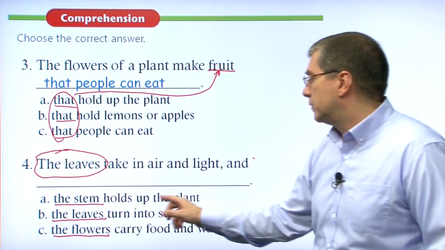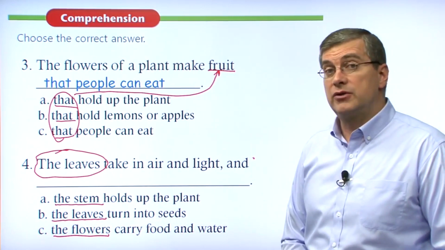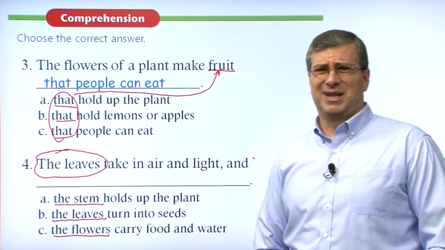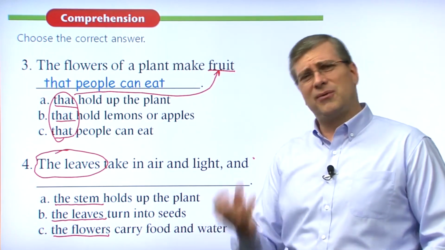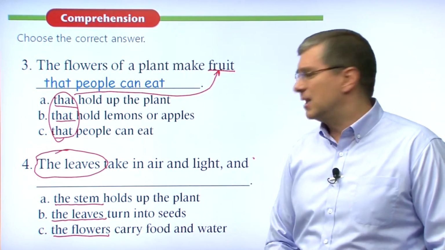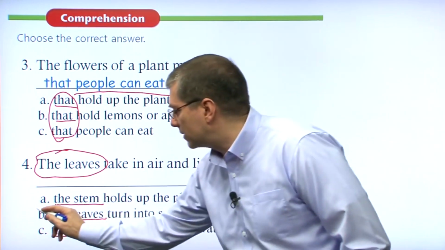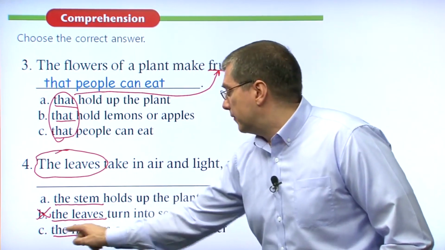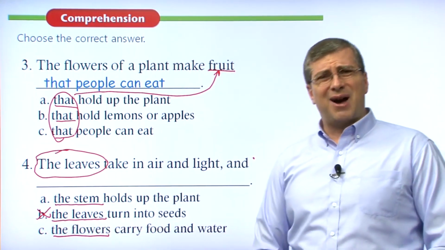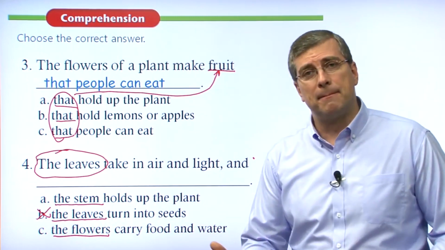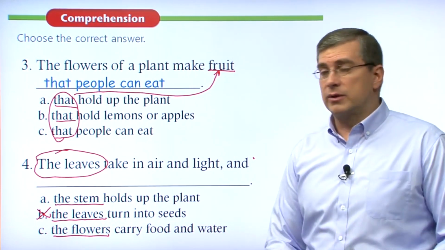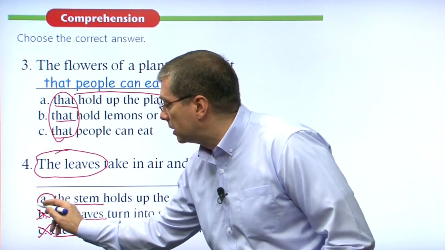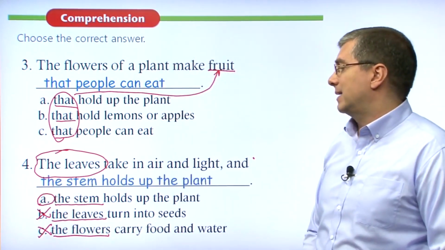So A, the stem holds up the plant. Is that true? That is true. It's probably our answer. B, the leaves turn into seeds. The leaves turn into seeds? That's not true. The fruit carries the seeds, not the leaves. So B is not our answer. Remember, maybe A. Let's look at C. The flowers carry food and water? No, the stem carries food and water. The flowers don't do that, so that is also incorrect. Our only true answer is A.